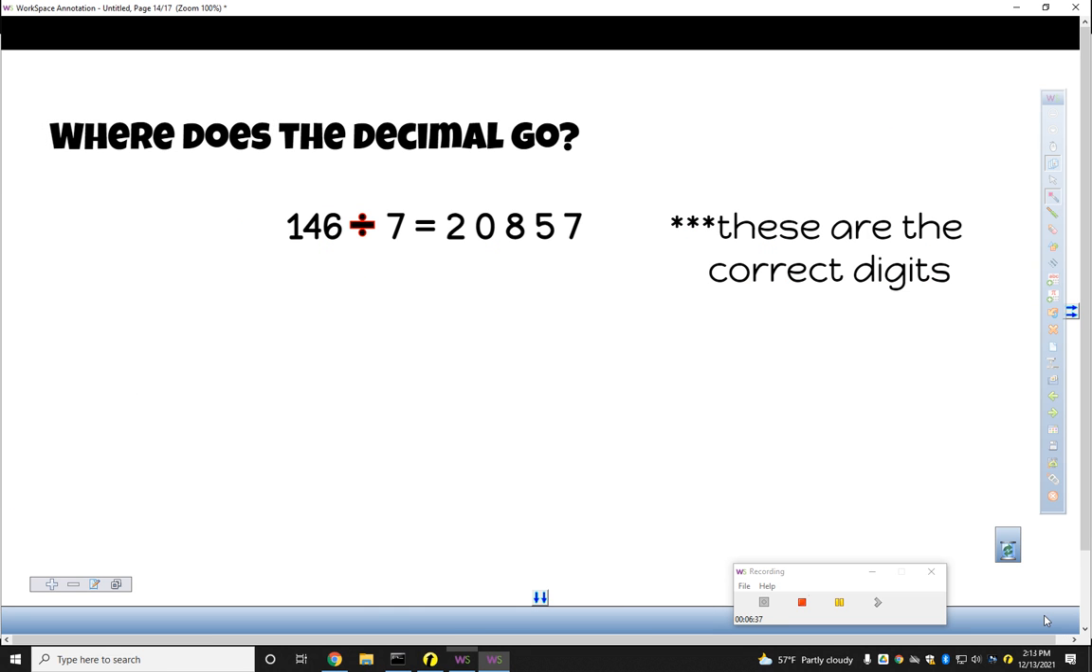So again, our strategy right now is we're sort of ignoring the decimal points, and we're just doing these problems as if they were whole numbers, right? Here we go. Here's a whole number problem. 146 divided by 7. Here are my digits. How could you use estimating to figure out where the decimal point would go? Pause it and try it if you can.